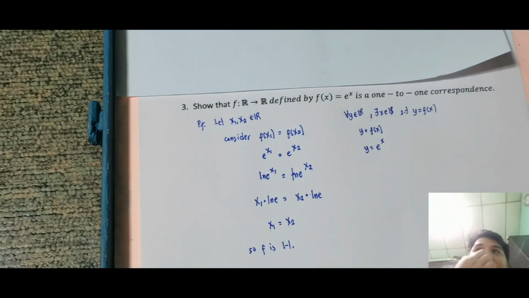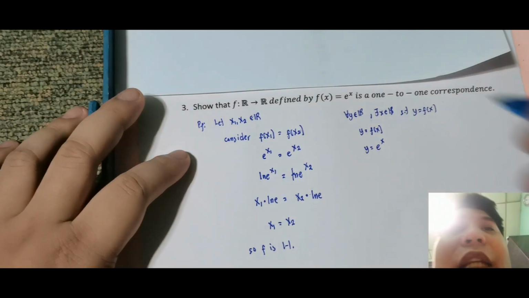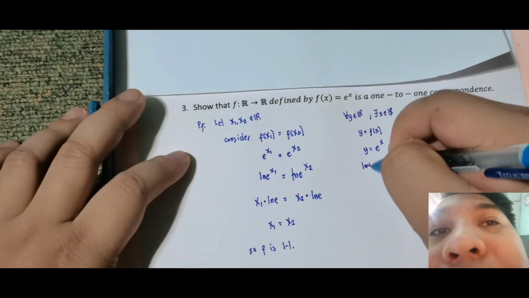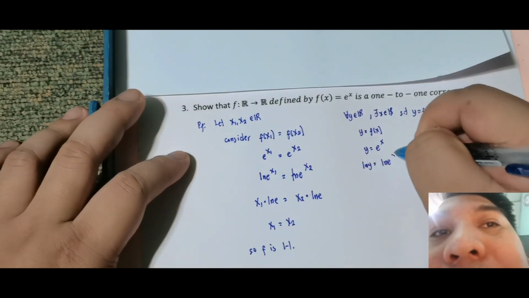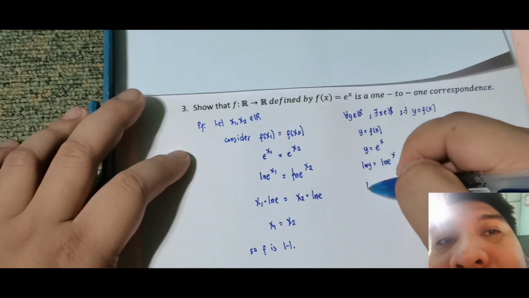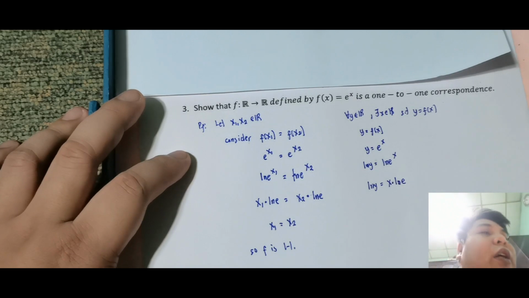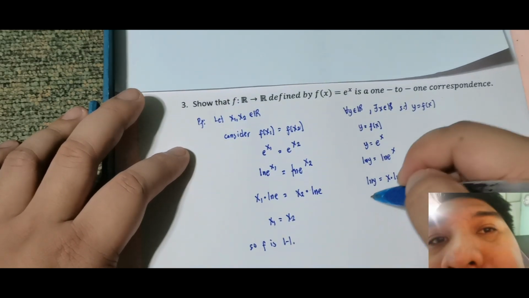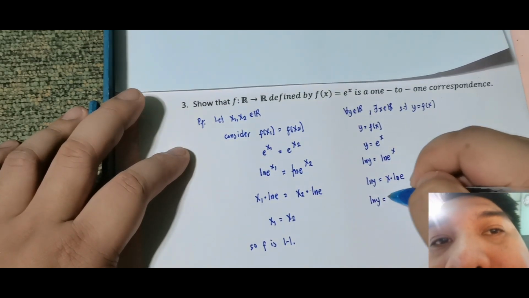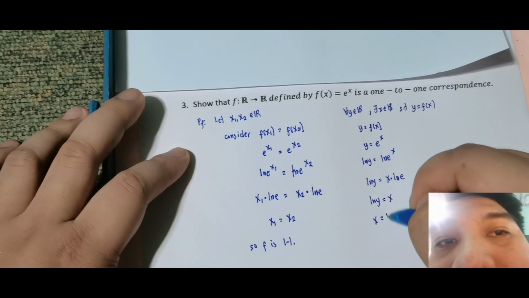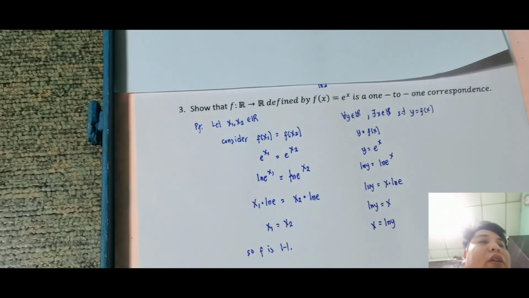Since this is e, it's easier to apply ln. Okay, so when it's e, apply the natural logarithm, the ln. So, this is ln of y is equal to ln of e raised to x. So, note that ln of y is equal to x times ln of e, where ln of e is equal to 1. So, therefore, ln of y is equal to x, or x is equal to ln of y. This is what we will trace, the value of ln of y.